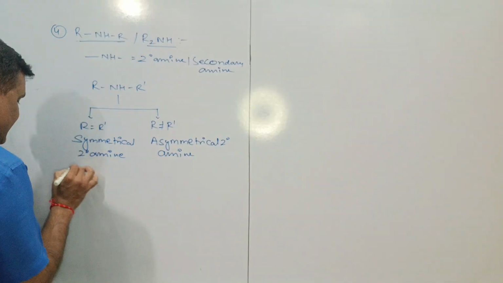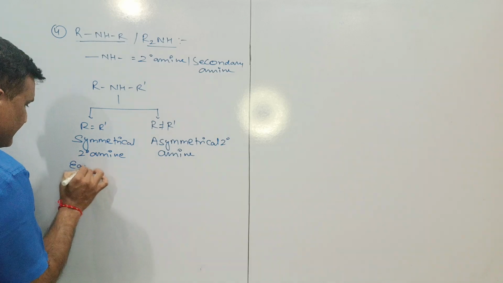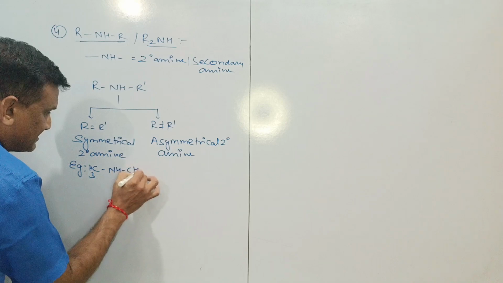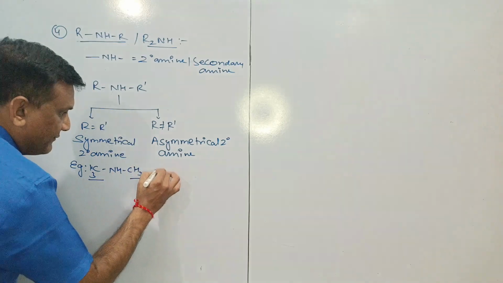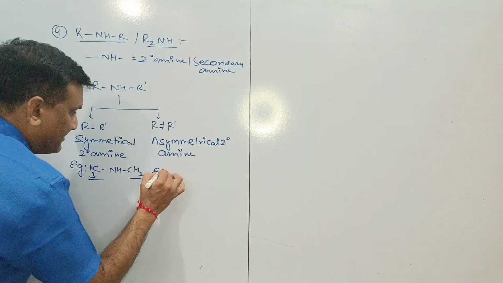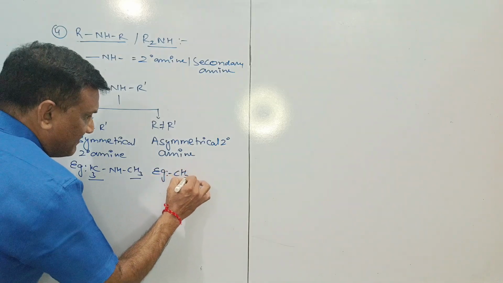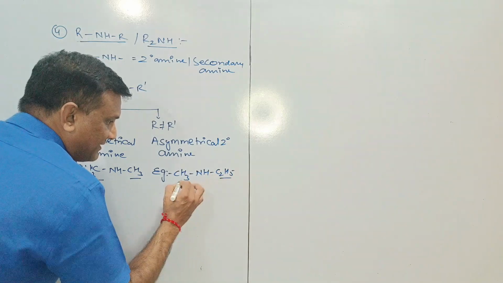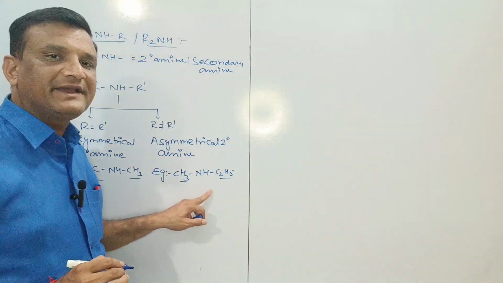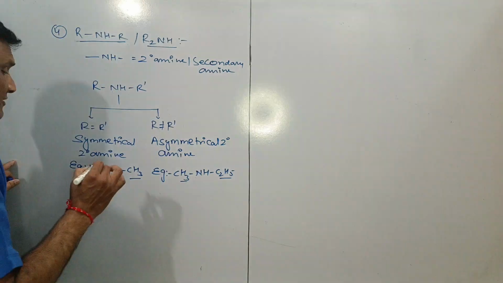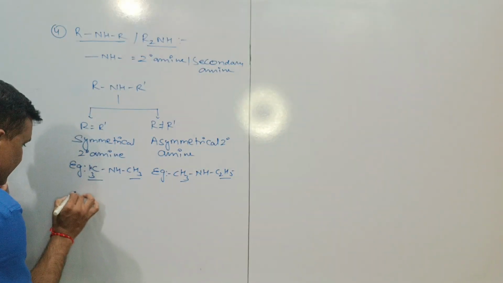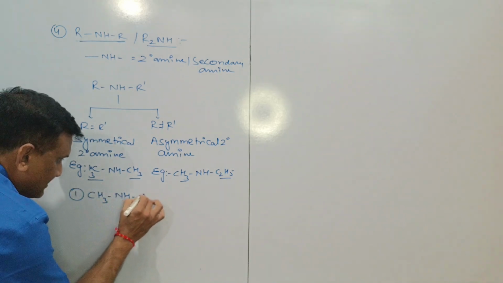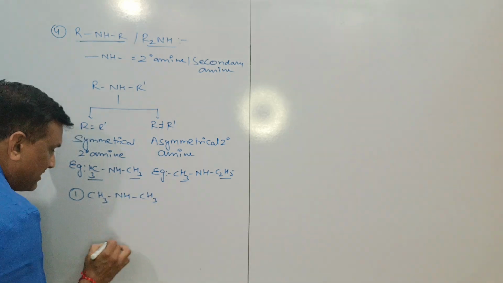If we go with the symmetrical, then we can take the example CH3 NH CH3. Both are same. If you go with the example of asymmetrical amine, then you can take the example of CH3 NH C2H5. You can see both are different. So this is the symmetrical and this is the asymmetrical amine. Now for practice, first we take the example CH3 NH CH3. You can say this is the symmetrical amine.